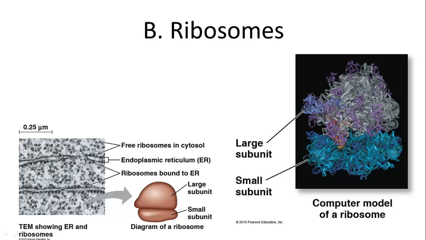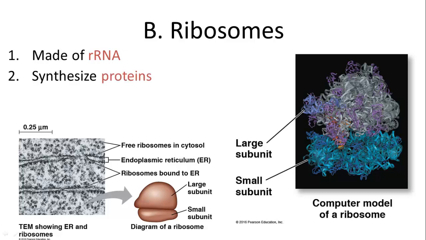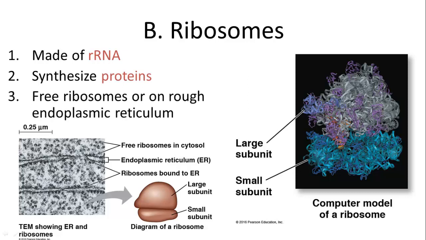Ribosomes, these are not membrane-bound organelles, but they are an important part of all cells. They are made of ribosomal RNA, which we mentioned before when we talked about macromolecules, and their purpose is to synthesize proteins. There are two different types based on their location. So free ribosomes are in the cytoplasm, just floating around. And then you have ribosomes which are on the rough endoplasmic reticulum, so bound ribosomes.